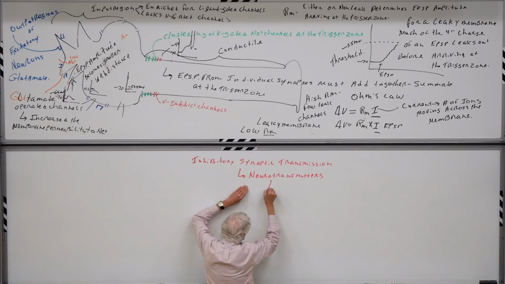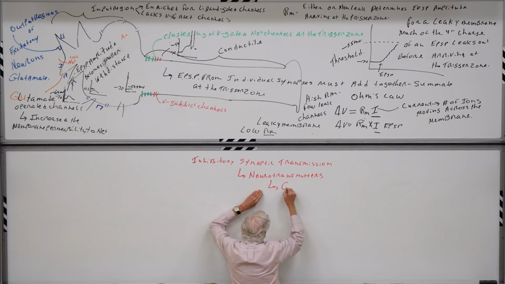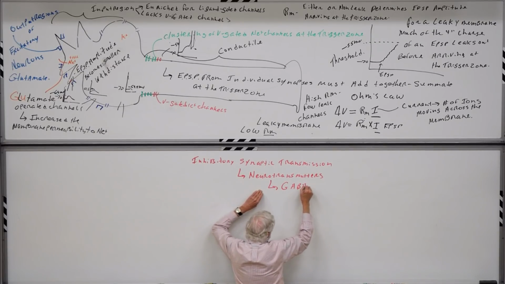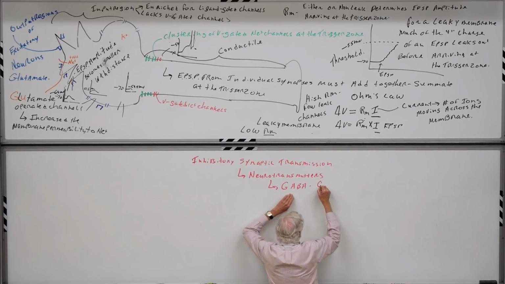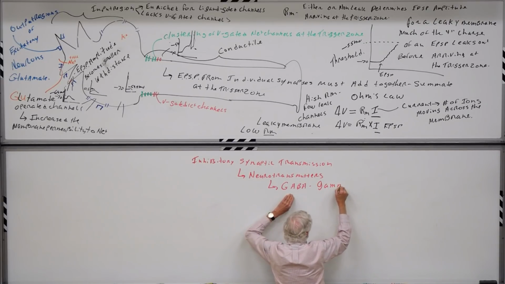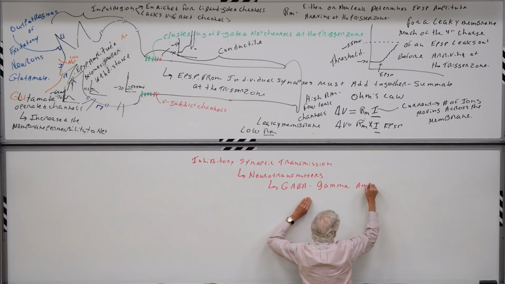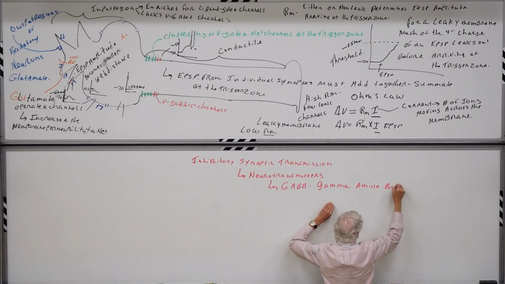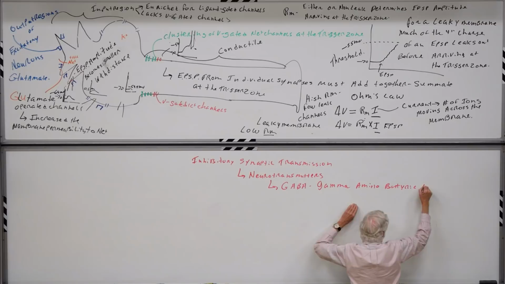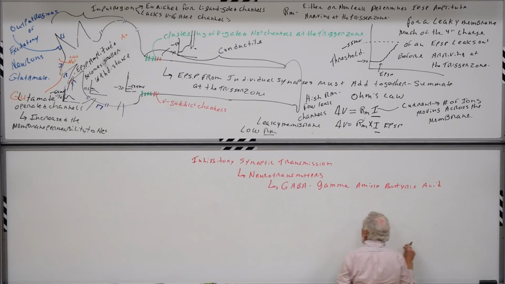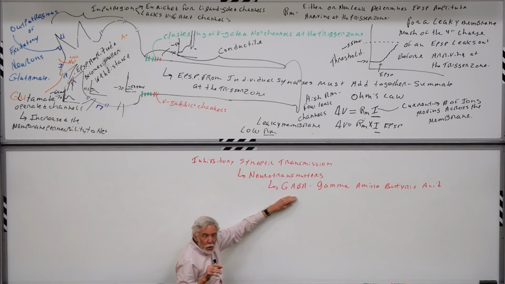The two major inhibitory neurotransmitters are GABA. The official name for GABA is gamma-aminobutyric acid. GABA, or gamma-aminobutyric acid, is nothing but a slightly modified glutamate.